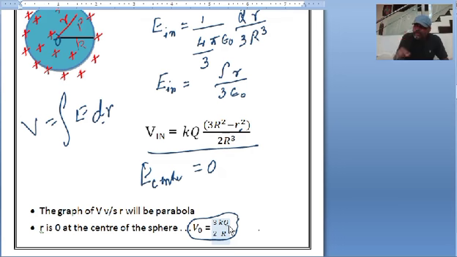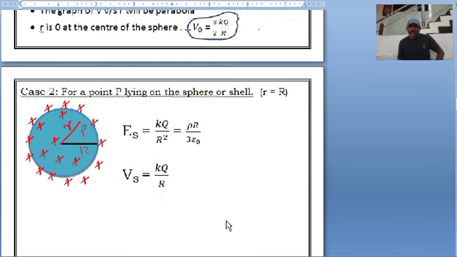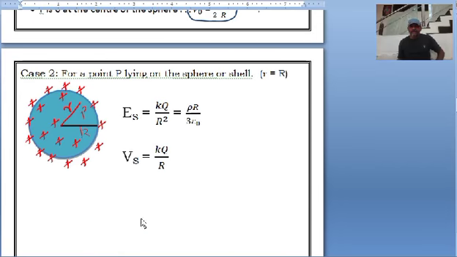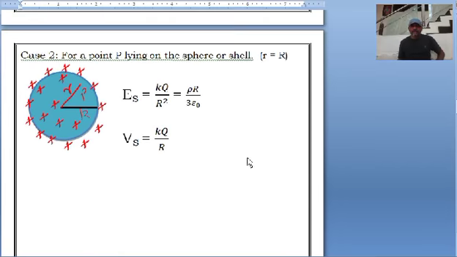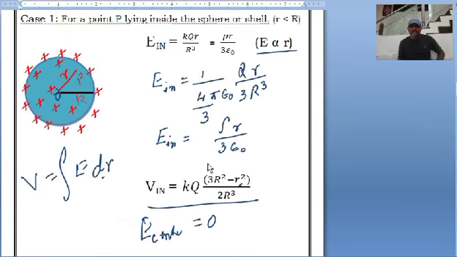to 3 by 2. Potential at the center of a charged non-conducting sphere is given by 3 by 2 kq by R. So that is one important thing. Now we'll move on to the next case. For a point P lying on the sphere, now very simple, if it is lying on the sphere, this is the general equation.